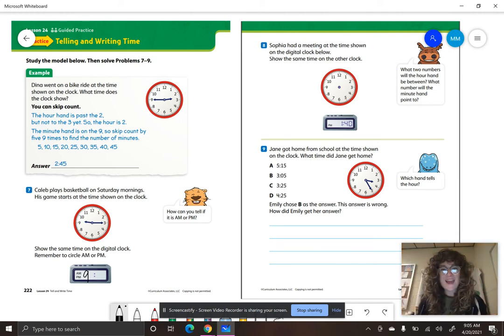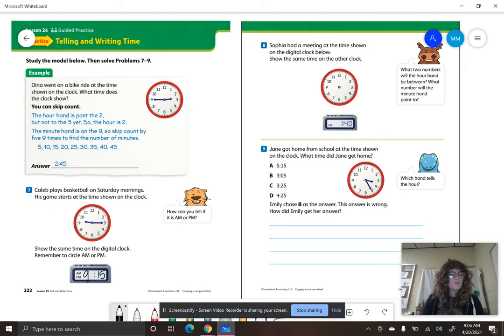And what can we skip count by to find how many minutes have gone by? We can skip count by 5. So starting at the 12, 0 minutes, 5, 10, 15. All right, so how many minutes have gone by? 15. So our 15 minutes goes after the colon. Now remember, with digital clocks, we have to circle if it's AM or PM. AM means mornings, PM means afternoons and nighttime.